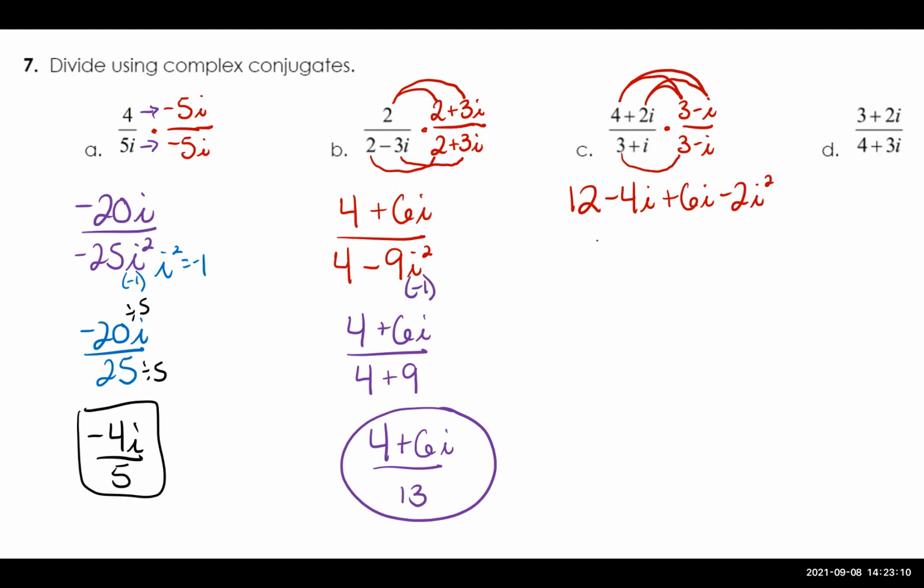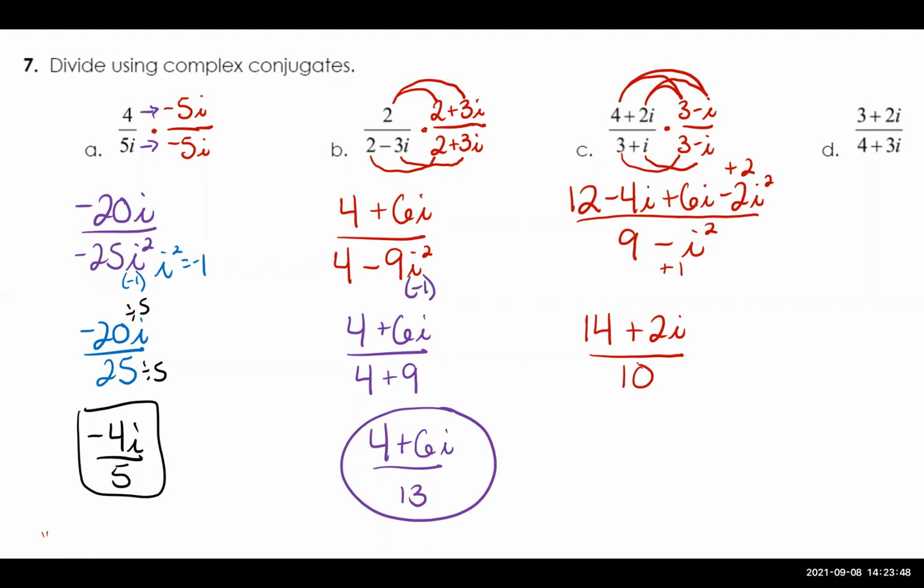So that would be 3 times 3 is 9. And i times negative i is a negative i squared. So in simplifying, we have, lost my colors. i squared is equal to negative 1. So that's really a plus 2 in the top. 12 plus 2 would be 14. Negative 4i plus 6i would be a positive 2i. In the denominator, i squared is equal to negative 1. So that would be a negative negative 1, which is a positive 1. And 9 plus 1 is 10.